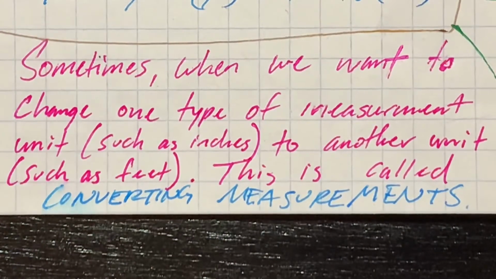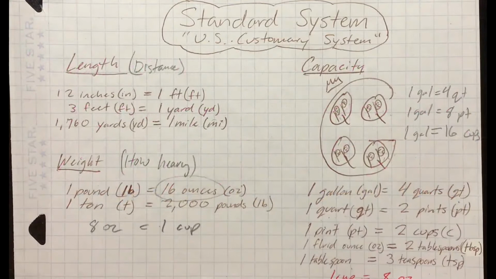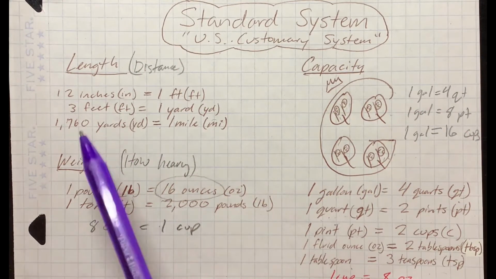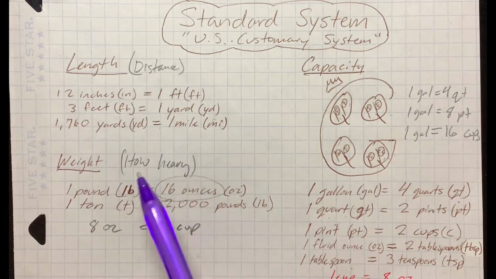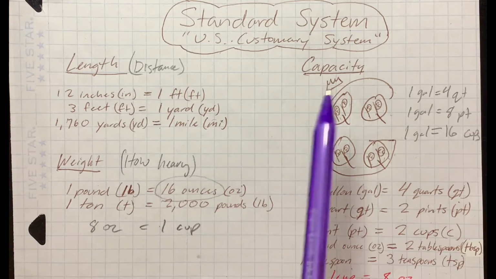Okay, next on our vocabulary words, we have converting measurements. What does that mean? Well, sometimes when we want to change one type of measurement unit, such as inches, to another unit, such as feet, we call that converting measurements. So for the U.S. customary system, in other words, the standard system, we have a length measurement, that's our distance. We have a weight measurement, that's how heavy something is. And we have capacity measures.